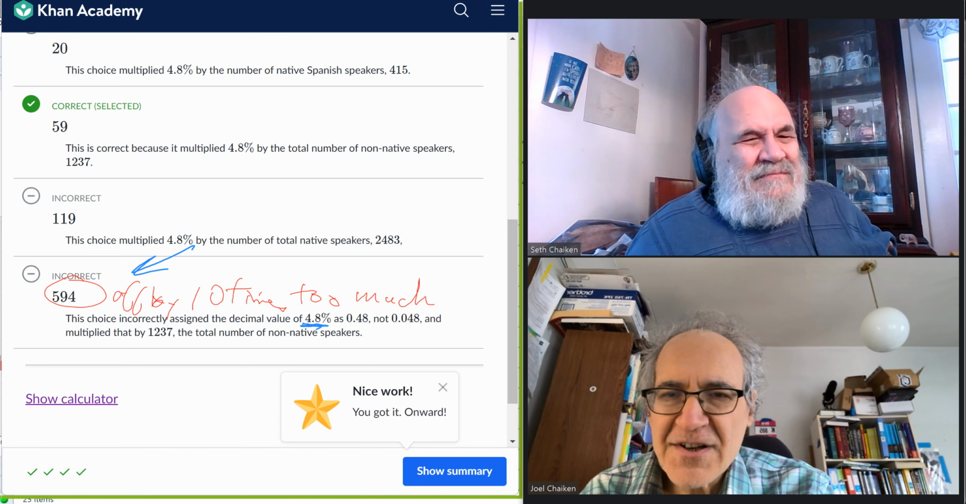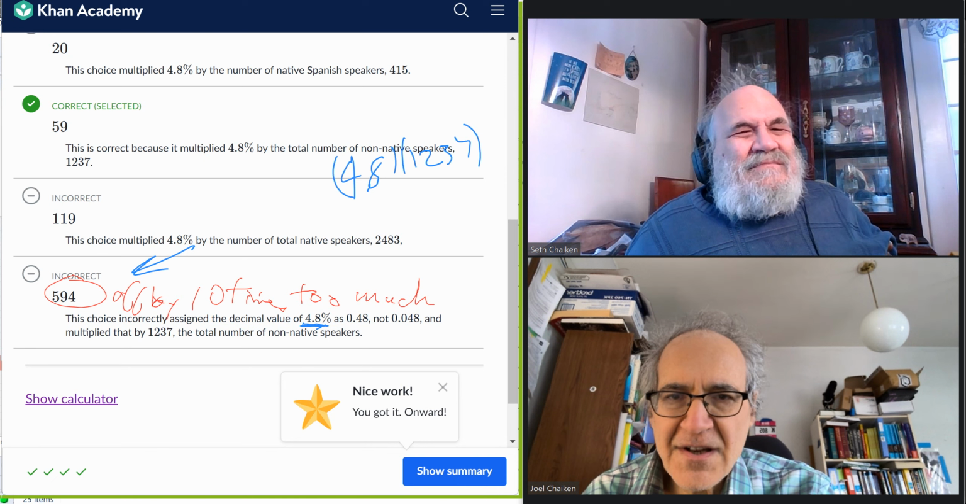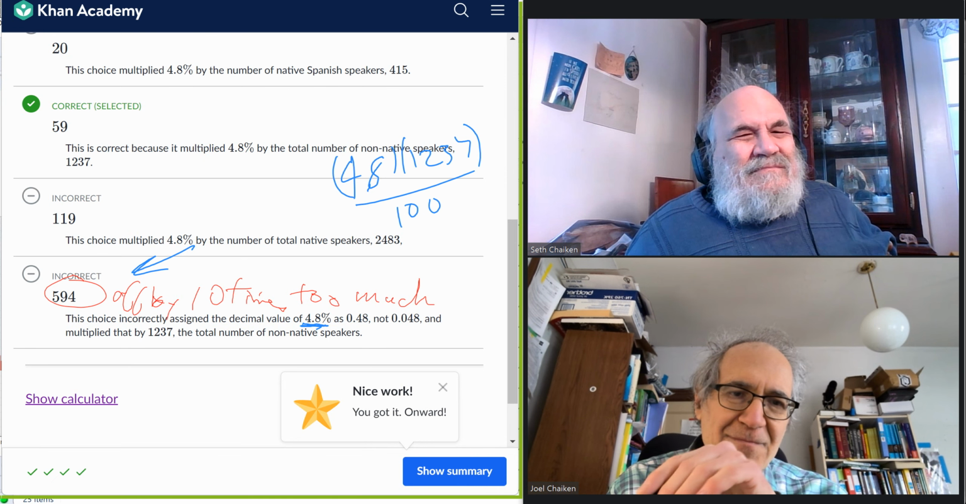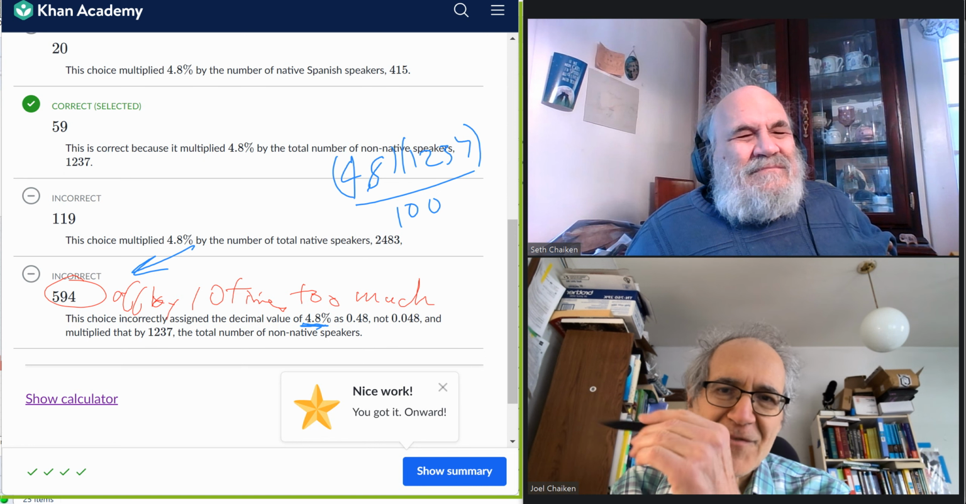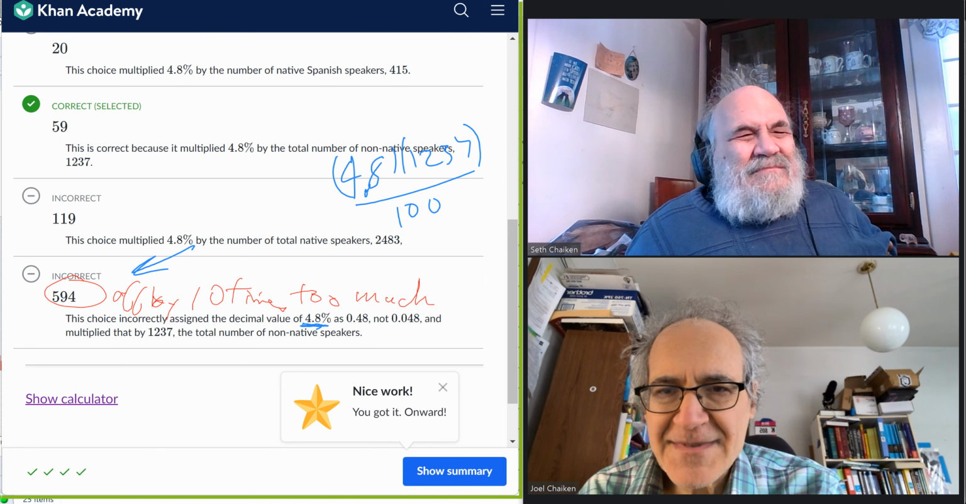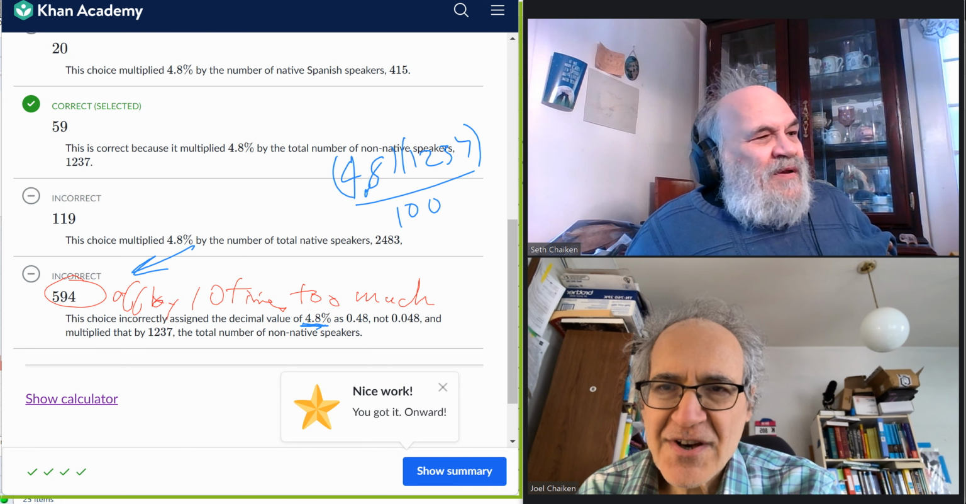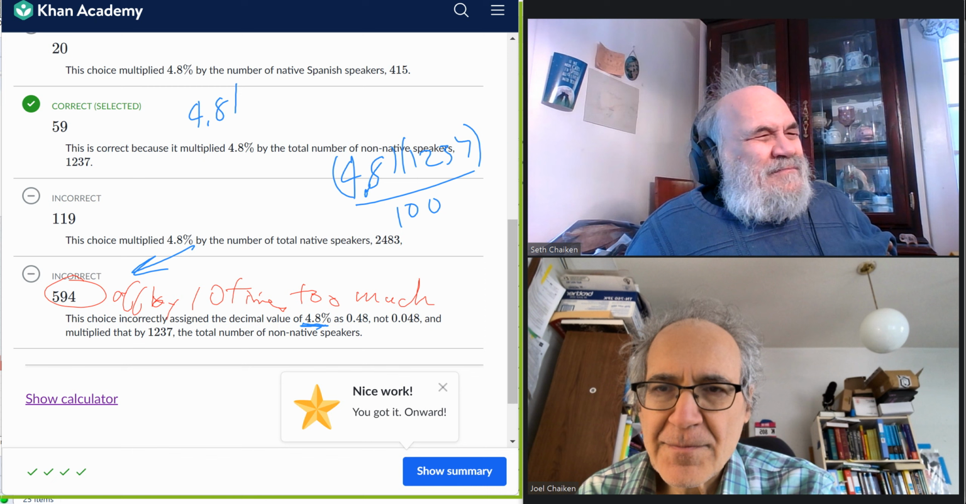Maybe it's better to do 4.8 times 1237 divided by 100. Maybe that's safer, because you could make a mistake, even a stupid mistake, if you're not concentrating, and write 4.8%.